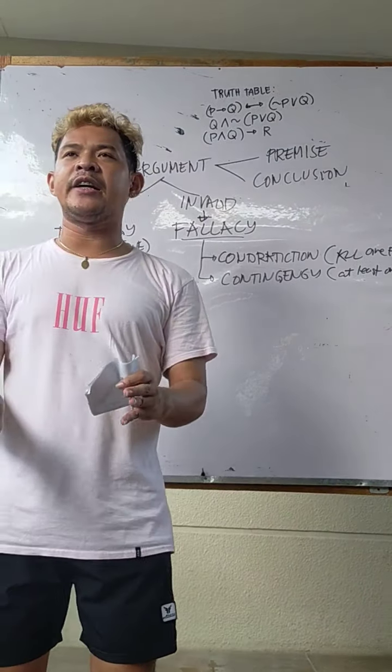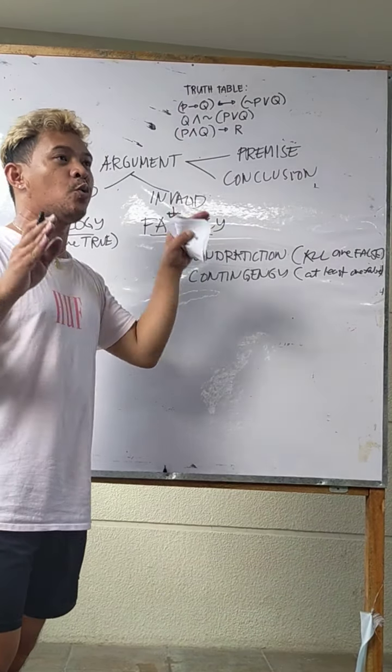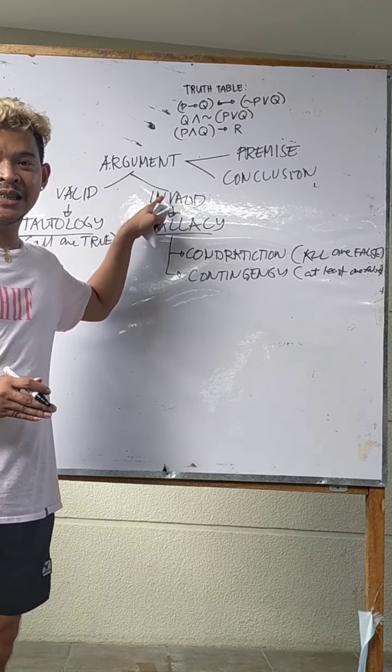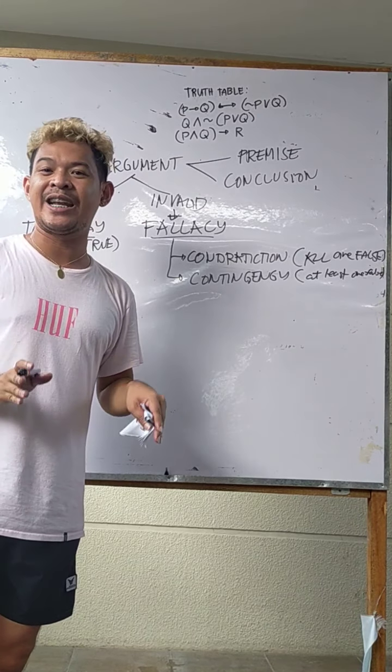Even if there are 15 true statements or true rows and one false, that will fall under invalid or fallacy. The argument will be invalid and not valid, not tautology.